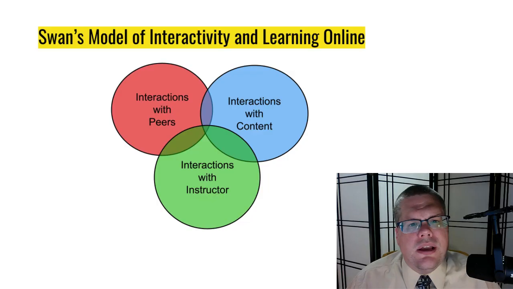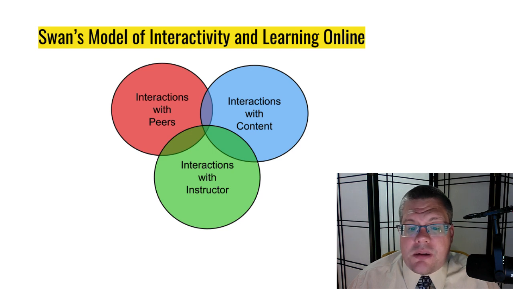The model I want to share with you is Karen Swan's model of interactivity and learning. This model looks at three types of interactivity that can happen in online learning environments, and the idea that we need to support and design for all three types in order to have engaged and successful learners. The three types of interactivity Karen Swan defines are interactions with content, interactions with instructors, and interactions with classmates. None of these happen in isolation, and in fact, it's the overlap between them that's meaningful.